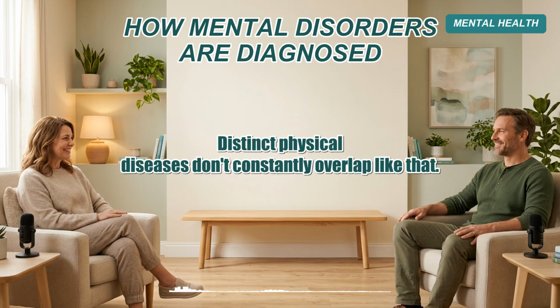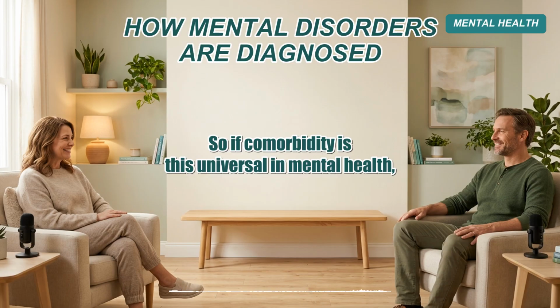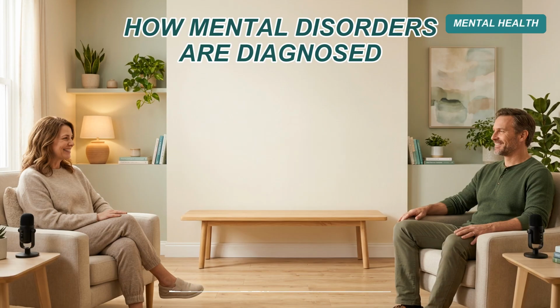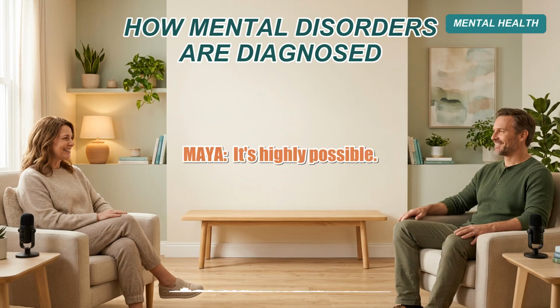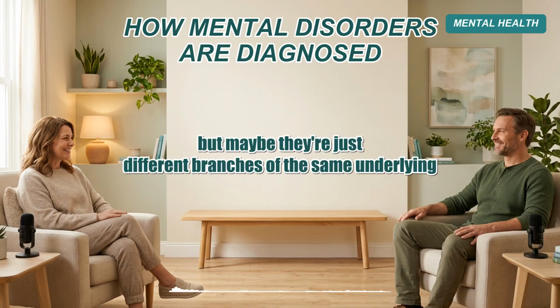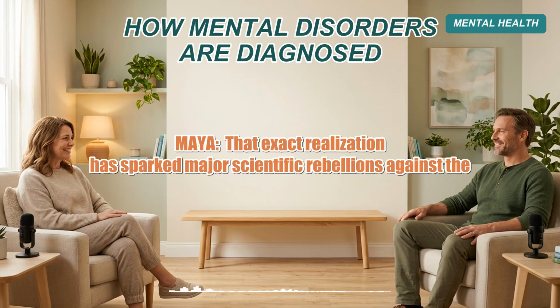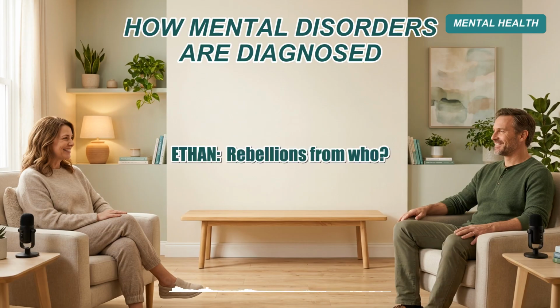Distinct physical diseases don't constantly overlap like that. So if comorbidity is this universal in mental health, is it possible we're just drawing arbitrary lines in the sand? It's highly possible. We're calling them different diseases, but maybe they're just different branches of the same underlying tree. That exact realization has sparked major scientific rebellions against the DSM in the last decade. Rebellions from who? Well, top researchers.